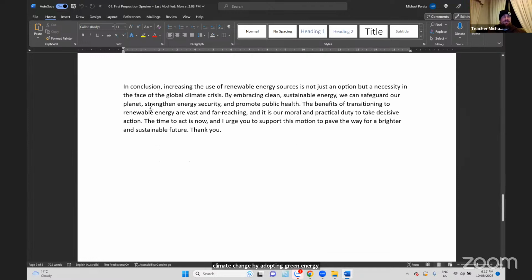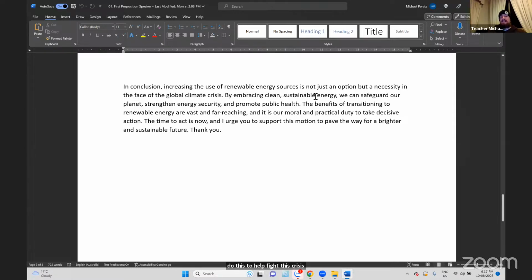And here's our conclusion. In conclusion, increasing the use of renewable energy sources is not just an option, but a necessity in the face of the global climate crisis. So that was one of the very first things that we said in the first argument, was we're facing a global crisis. And so now we're saying renewable energy, like, we need to do this to help fight this crisis.